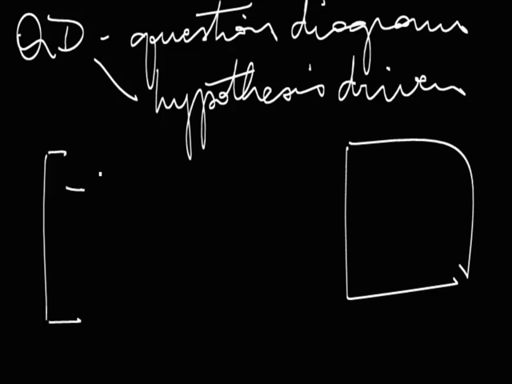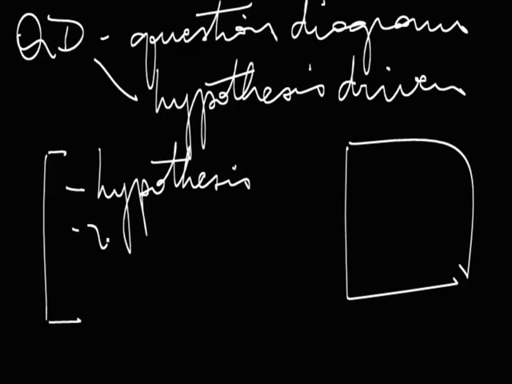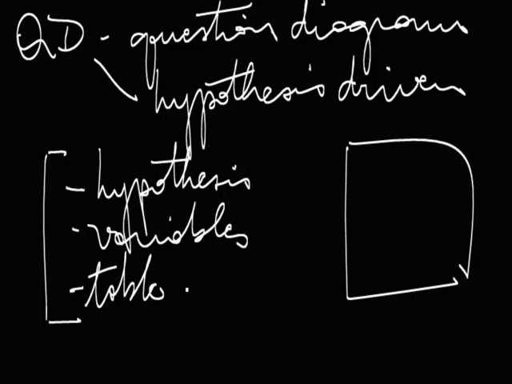So these components are the hypothesis, or the hypothesized conclusion. There's a reason for this, I won't go into it. The variables that relate to the hypothesis or the hypotheses, and the mock tables and graphics.